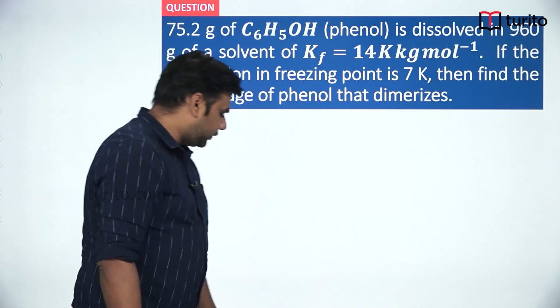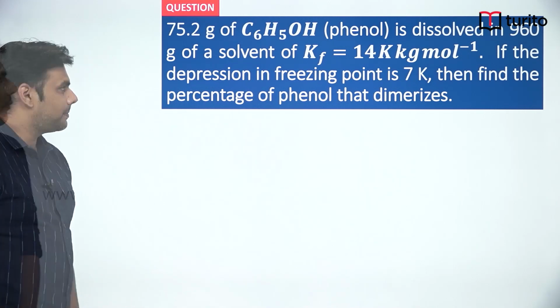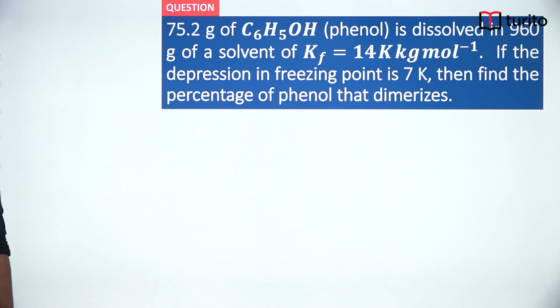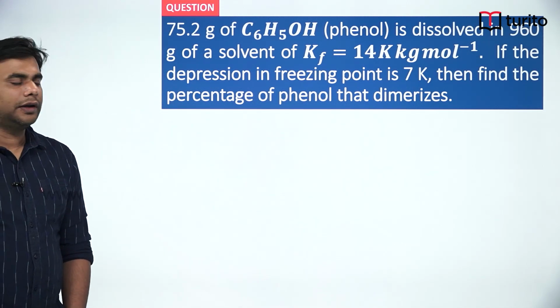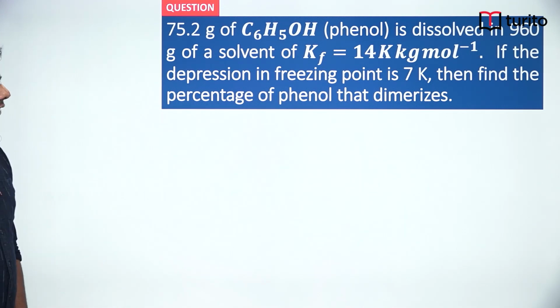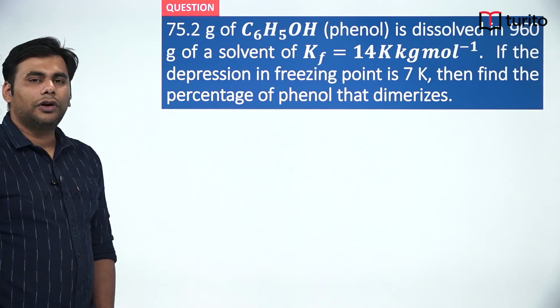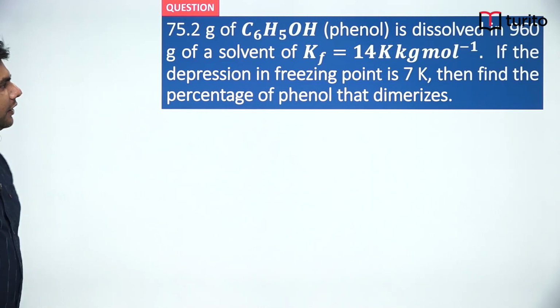Okay, so just solve this question now. I will give you some time. Just read it and solve. This says that 75.2 gram of phenol is dissolved in 960 gram of solvent whose Kf is 14 Kelvin kg per mole. If the depression in freezing point is 7 Kelvin, then find the percentage of phenol that dimerizes.